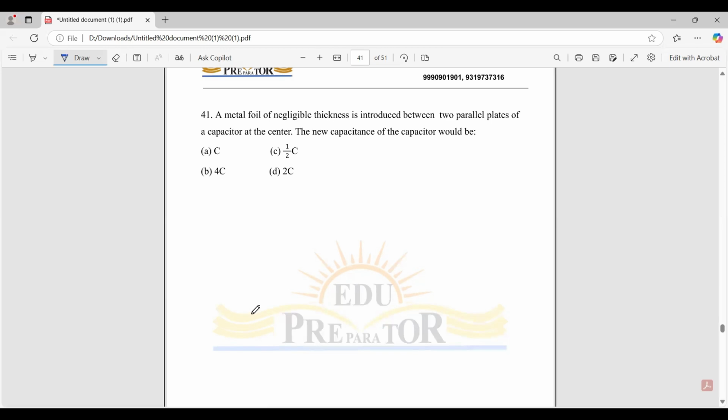But it's a very simple concern. The concern is this word, negligible thickness. Because it is of negligible thickness, it is not going to affect the capacitance, right? So therefore, there is no change in the capacitance. The answer will remain A, that is, capacitance.